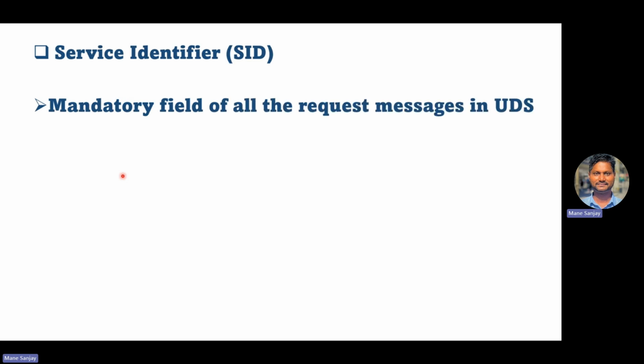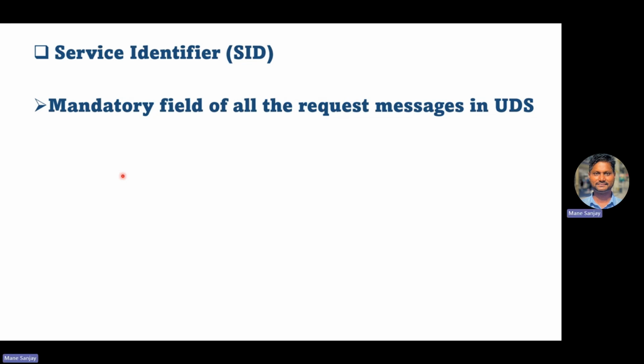Okay, so the next field is the service identifier field. This is a mandatory field for all the request messages in the UDS. This SID, the service identifier, is 1 byte in length, and its range starts from 00 to 3E. I'm talking in hex. So each service has a service identifier assigned to it. The server understands which service is requested by the client, and this is a mandatory field for all request messages in the UDS.